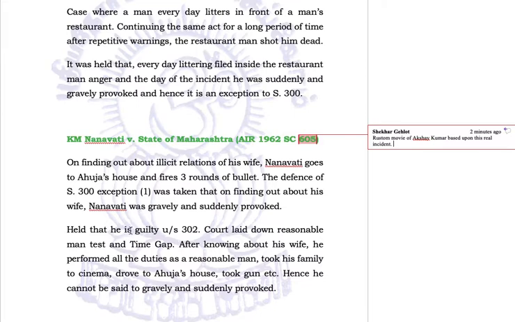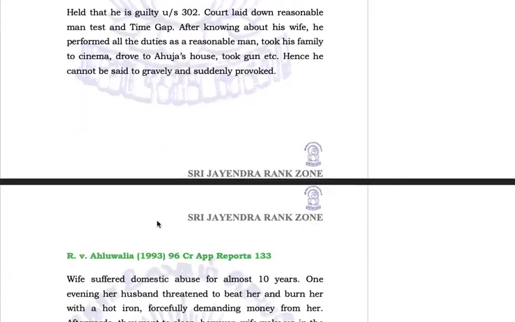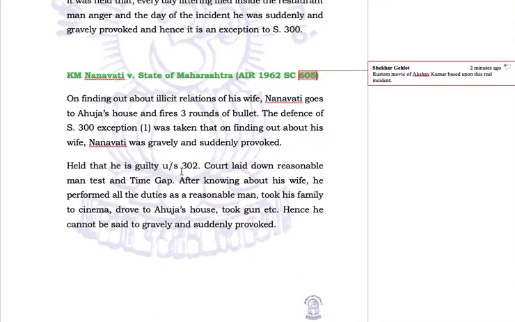The court held that he is guilty. Who is he? Nanavati is guilty under section 302. 302 is the punishment for murder. The court laid down the reasonable man test and time gap. The court laid down what a reasonable man would do in such a situation. The court said yes, a reasonable man would be gravely provoked. But what about the time gap?